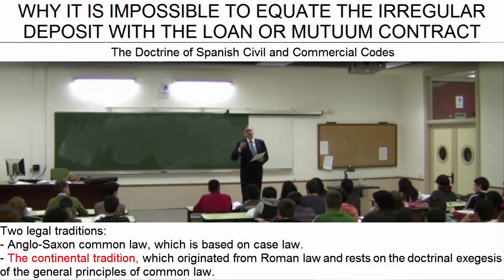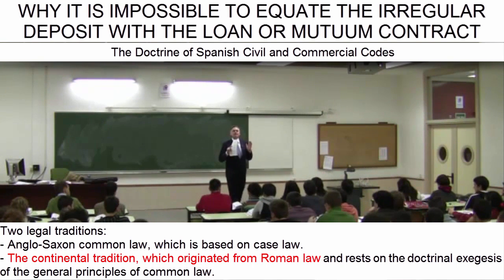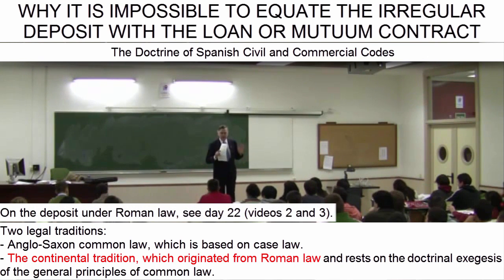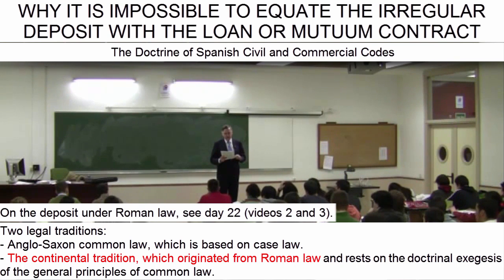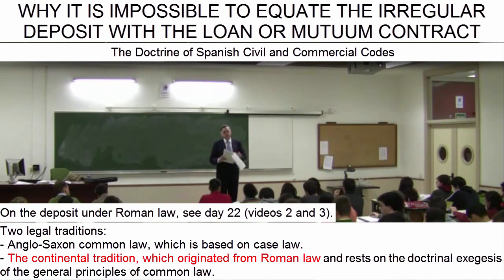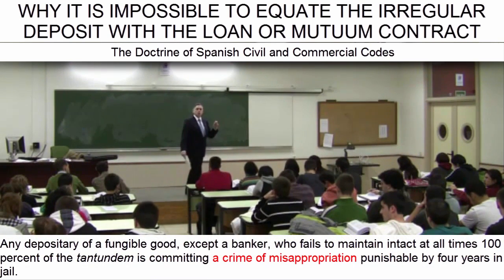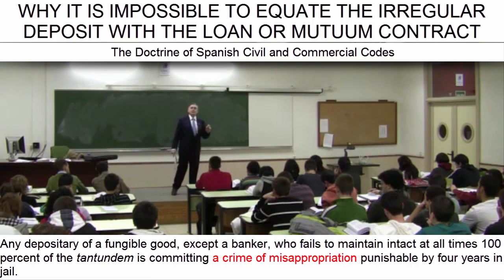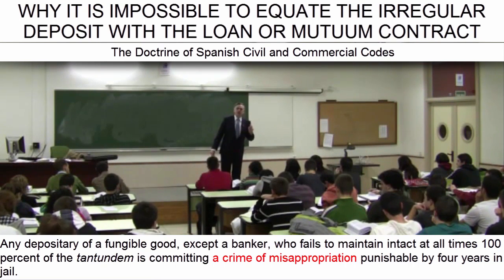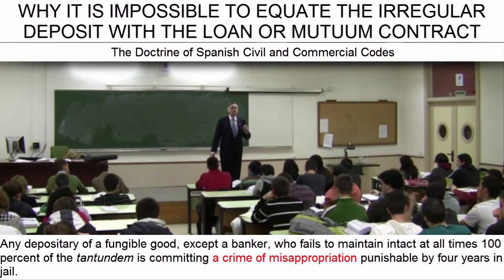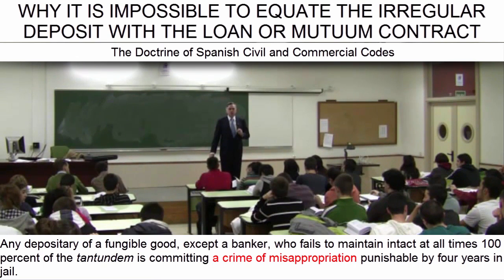Fortunately, the continental European tradition is much sounder, because it is rooted in Roman law, and Roman law very clearly establishes, as we have already seen, the differences between the deposit contract and the loan contract. In fact, the positive laws currently in force in most European countries, and in Spain in particular, stipulate that any depository who receives a fungible good and fails to maintain a 100% reserve ratio is committing the crime of misappropriation. And specifically in Spanish criminal law, the crime is punishable by 4 years in jail.